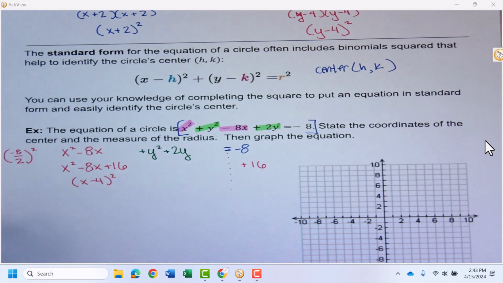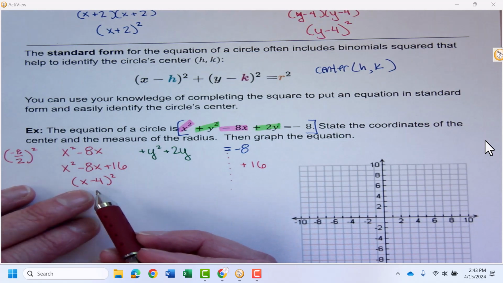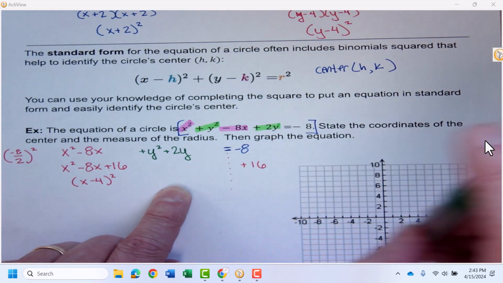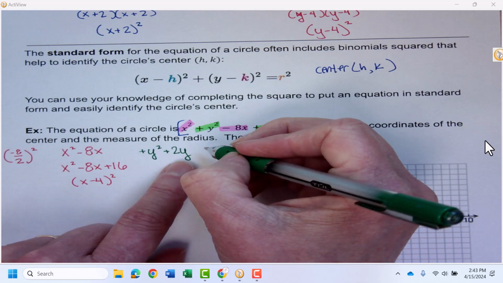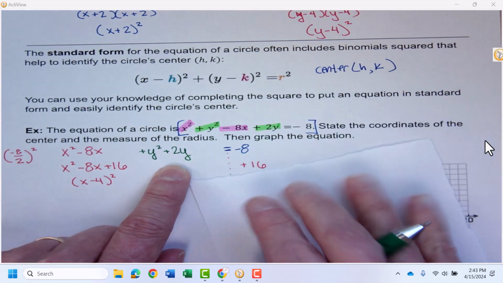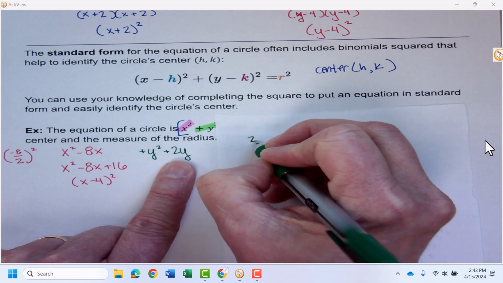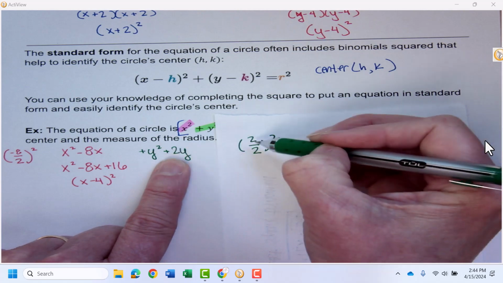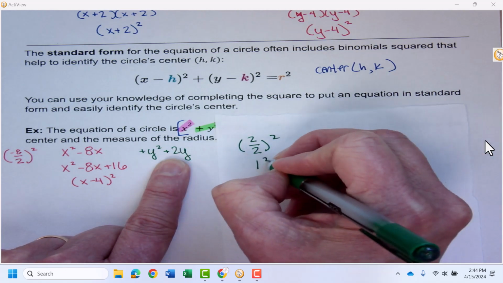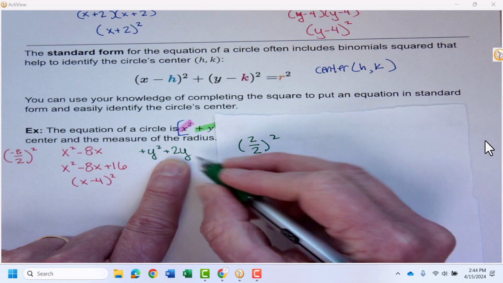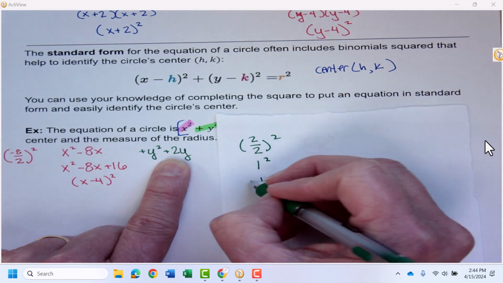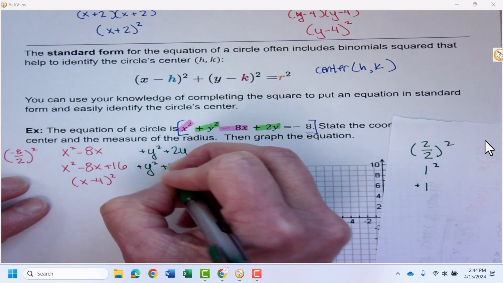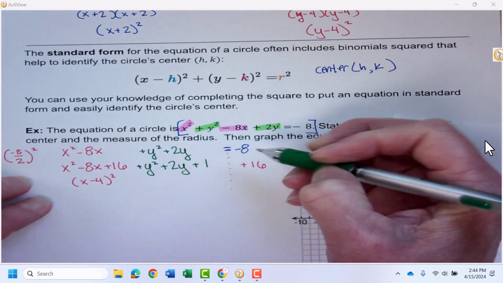All right, so now I know the x value of the center of my circle. Let's go through this same process to find the y value for the center of my circle. One more time, I'm just going to do it on this paper here. I'm going to take half of b and square it. This is the b value. 2 divided by 2 is 1, squared is just 1. So I'm just going to be adding on 1 to complete the square. So here's y squared plus 2y, and I'm adding on 1 to complete the square.